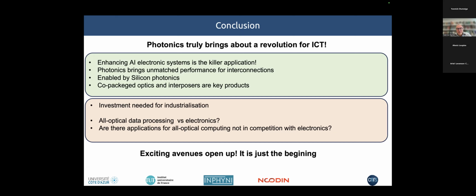So for me, I think we have to see it either as a complementary approach, or of course there are applications for all optical computing not in competition with electronics, for example in optical networks. And to have the last word, with the video I showed you on NVIDIA, we can truly understand that there are exciting avenues that are open in front of this domain. And it is just the beginning with this introduction with the electronics.